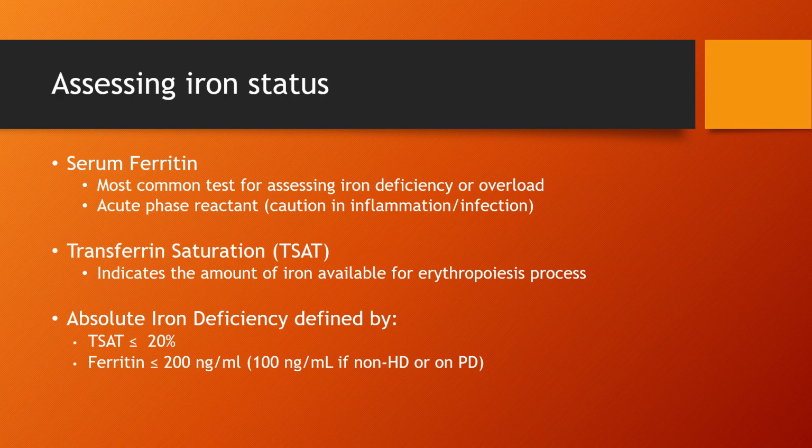So the first thing you would like to do is to assess the iron status, looking at the serum ferritin, which is the most common test for assessing iron deficiency or overload. Now, of note, this can be an acute phase reactant, so if patients are in an inflammatory or infectious state, this may be higher than expected and may not be a good indicator. Next, we have TSAT, or transferrin saturation, which indicates the amount of iron available for the erythropoiesis process, and typically absolute iron deficiency is defined by TSAT less than 20 and ferritin less than 200.